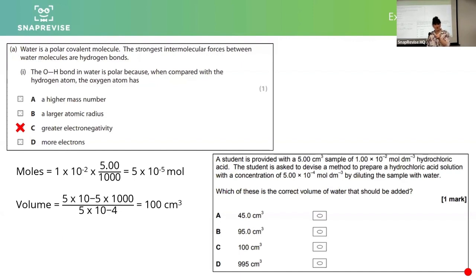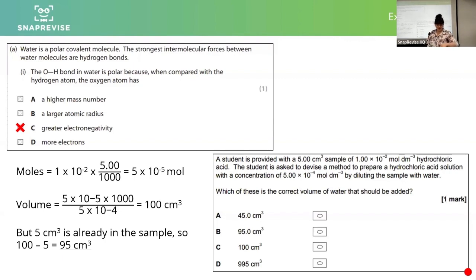The question, however, has asked which of these is the correct volume of water that should be added, which is where lots of students will have tripped up. So option C in here is the mean answer that's there to trip you up. The question says, which of these is the correct volume of water that should be added? So we've started with 5 centimeters cubed. The final volume should be 100 centimeters cubed. So we need to add 95. And that's where lots of students will have tripped up.